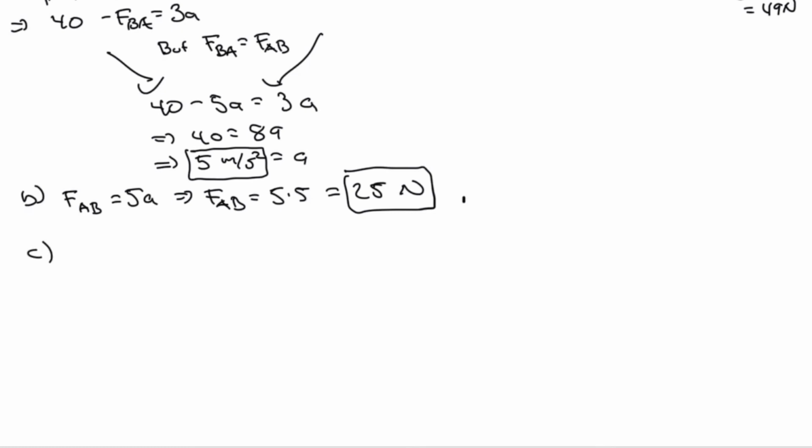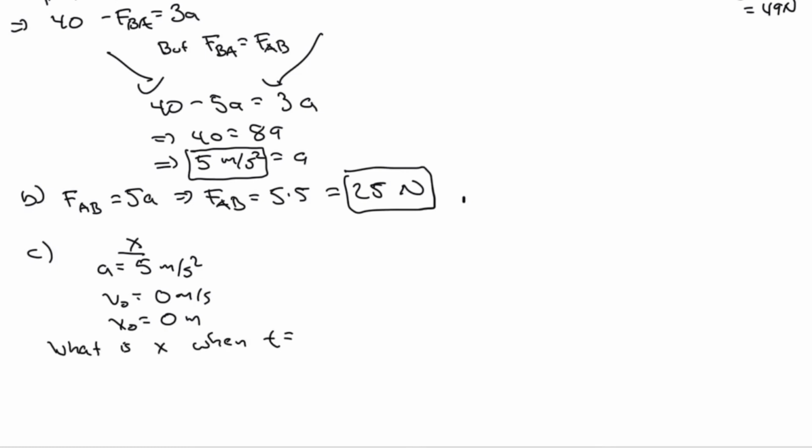Finally, in part C, we're going to continue our problem solving, trying to describe the motion of this object. In this case, we need to write down our kinematic variables in the x direction. The acceleration is 5 meters per second squared. The initial velocity is 0 meters per second, and the initial position is 0. Our question is, what is x when t equals 3 seconds?